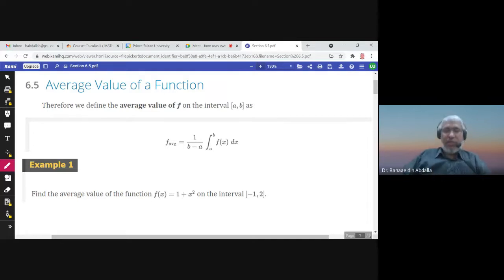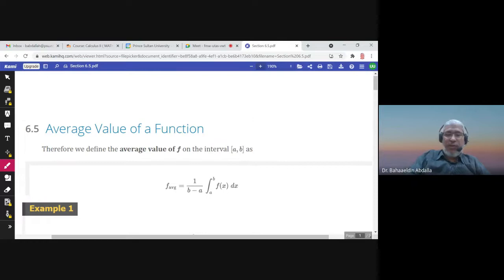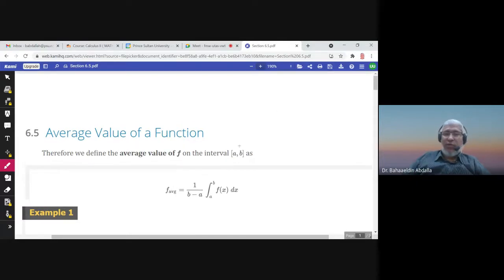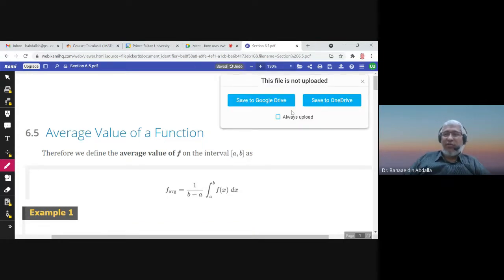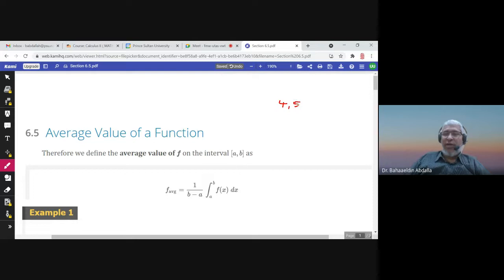This is the last section in chapter 6, section 6.5, and it's about the average value of a function. If I ask you, what is the average of 4 and 5? You know how to find the average of two numbers. You add 4 plus 5 over 2. So the average is 4.5.